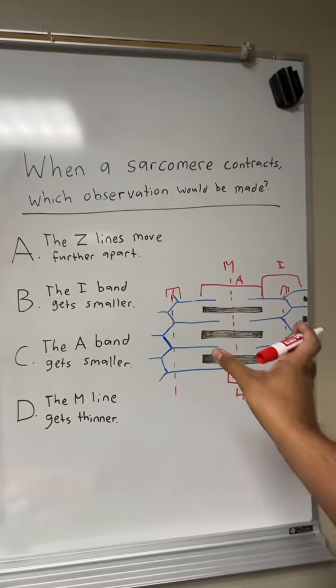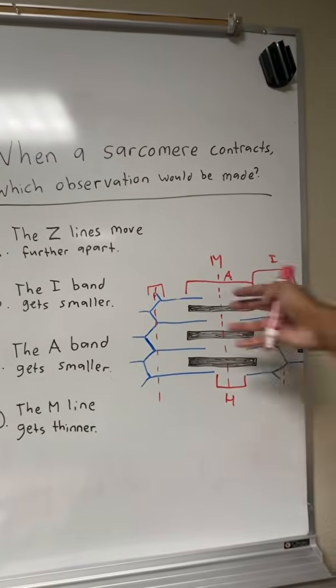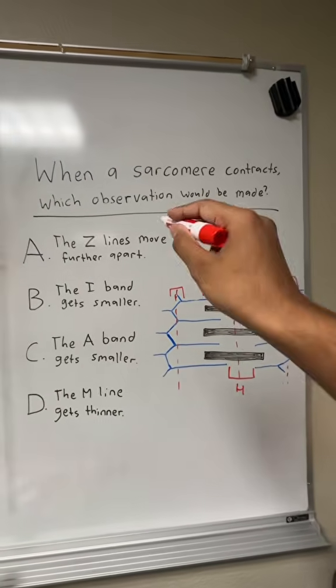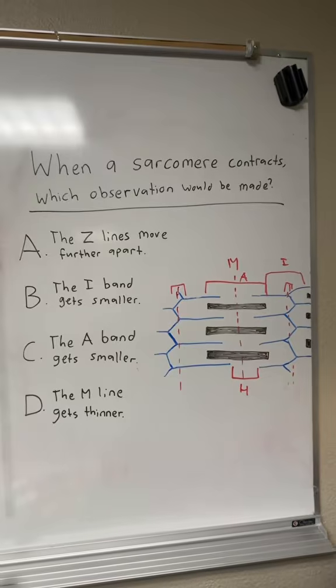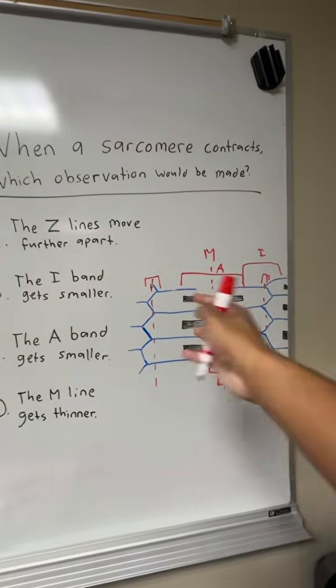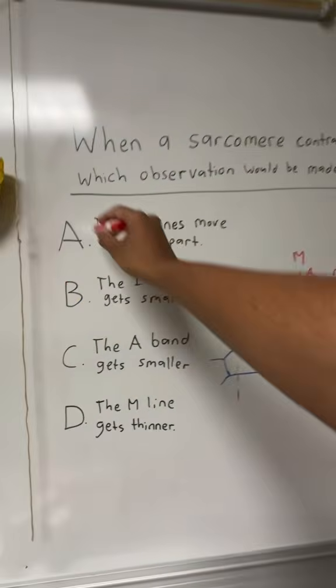So if you look at this and it contracts, think of these actins going in and see what changes. A: The Z lines move further apart. Okay, the Z lines will not move further apart when we're contracting, right? They're going to come closer together, so A is not our answer.